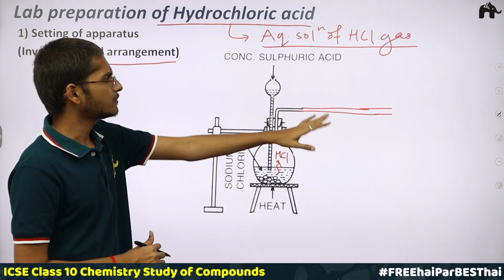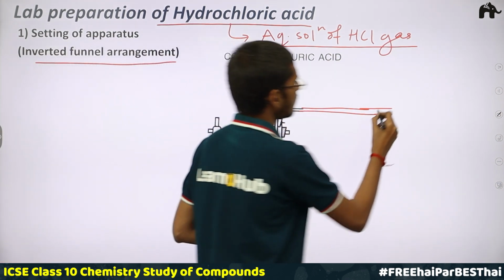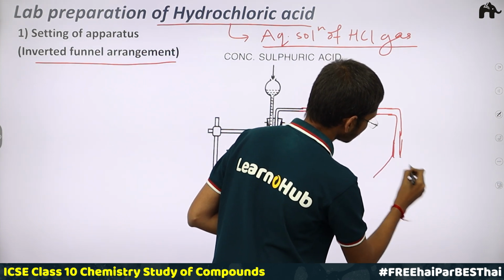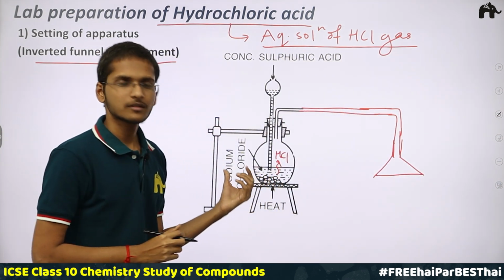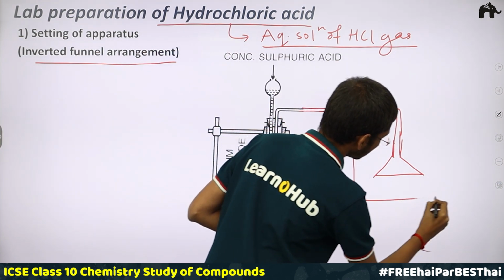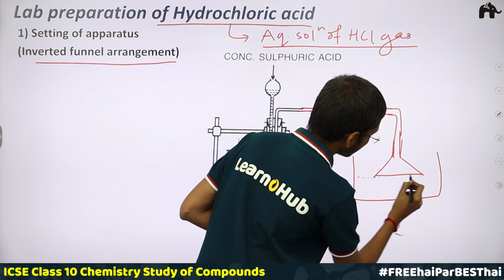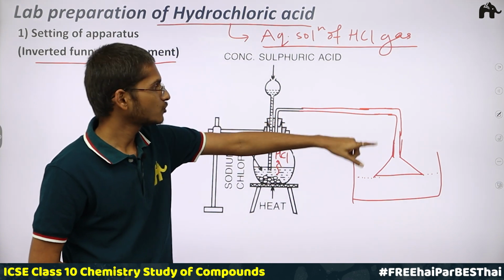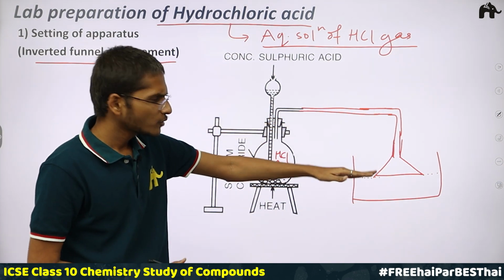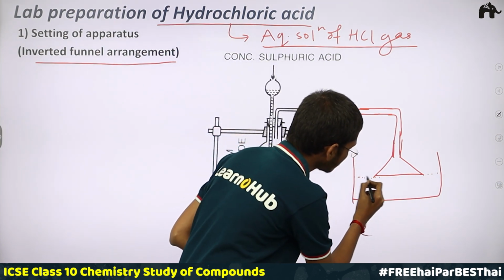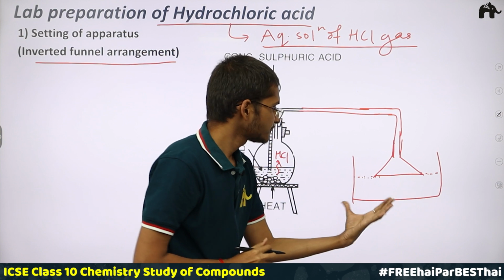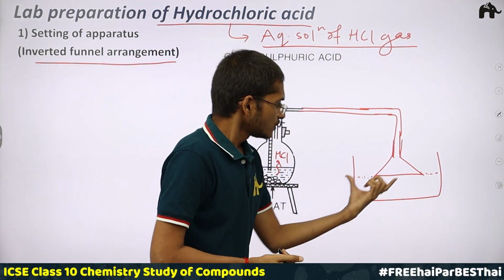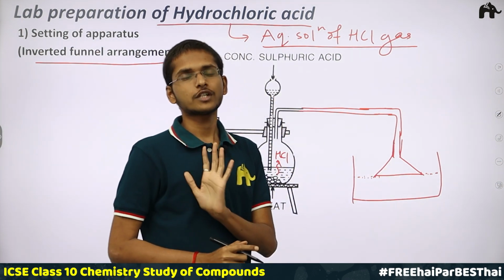But for now, I'm just connecting this tube with this generating flask, and at the other end of this tube I'm having a funnel, in this way. Don't worry about the proportion of this diagram, I'm not an artist. I'm going to connect a funnel, which is inverted, to this tube, and place this funnel in such a way that it just touches the surface of the water in a trough or water beaker, a big beaker, whatever you can take, but it should just touch the surface of the water. This is very important.